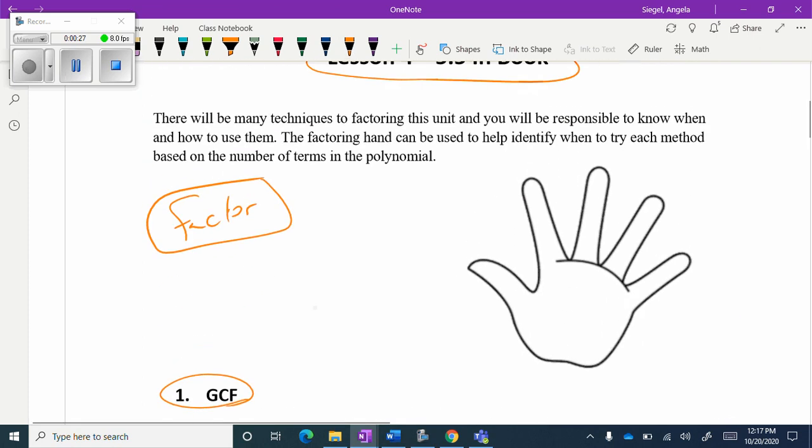So I'm going to go in order, but to help you remember, I'm going to use this hand here. We're going to call the thumb GCF. When a lot of countries count, instead of using this finger for one, they use their thumb. So you always start with the GCF. That's the very first one.